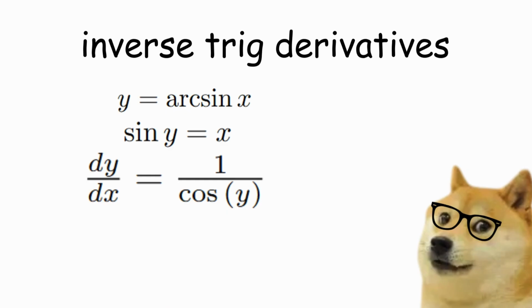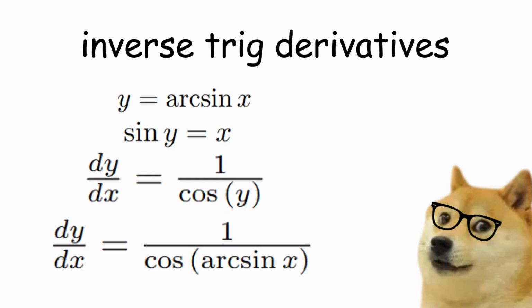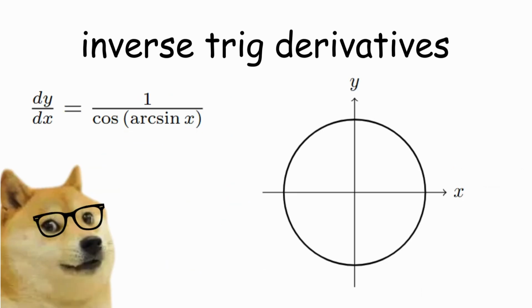So we rewrite it as 1 over cosine of the arcsine of x. It's really hard to read, with a simple substitution. Surely, though, there must be an easier way. Let's switch gears to the unit circle for a moment, and we'll draw a quick triangle.